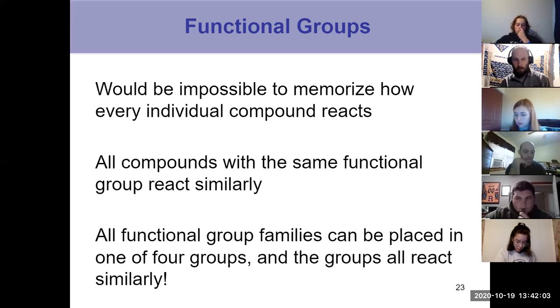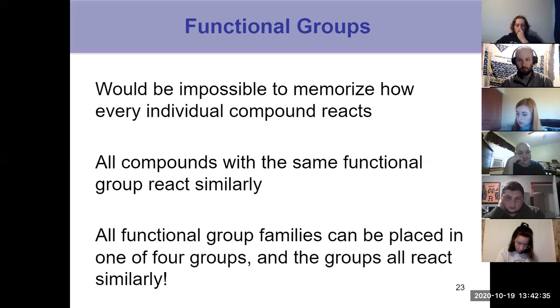So the whole strategy for organic overall, we don't want to memorize how every individual compound reacts. It would be impossible. There's something, I think, 23 million organic compounds that have been categorized in the world. So imagine trying to memorize every reaction for every compound. It's just not something a human could do. So we look at functional groups specifically because compounds that have the same functional group react similarly to one another.